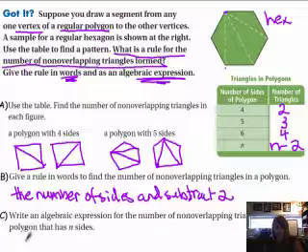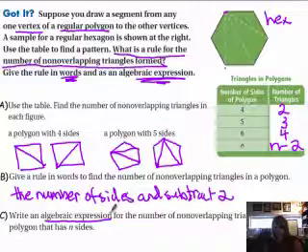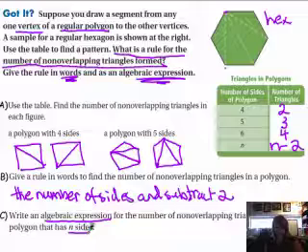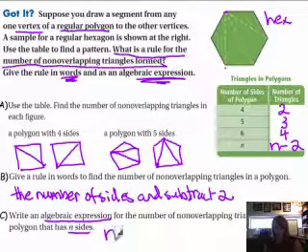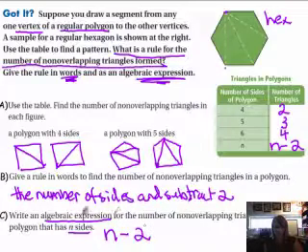So the last thing that we have to do is write this as an algebraic expression. That means we need to throw some variables in there and put what the mathematical operations are. Here it's actually telling us to use n for the number of sides of the polygon. So the number of sides, that'll be our n, and subtract 2. There you have it. There's our algebraic expression for finding the number of non-overlapping triangles in a polygon that has n sides: n minus 2.